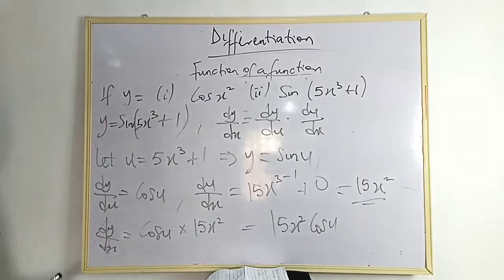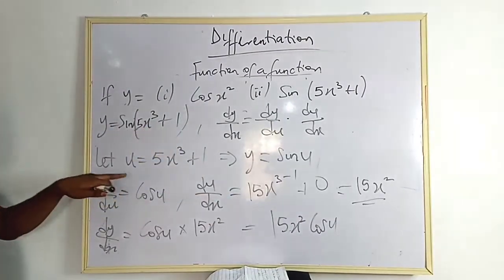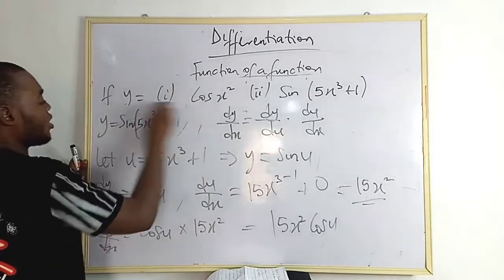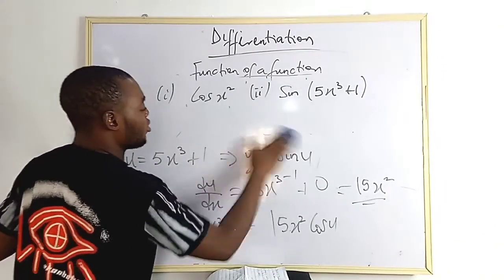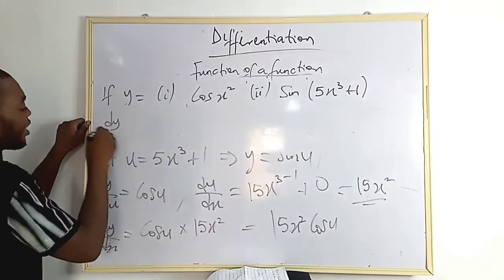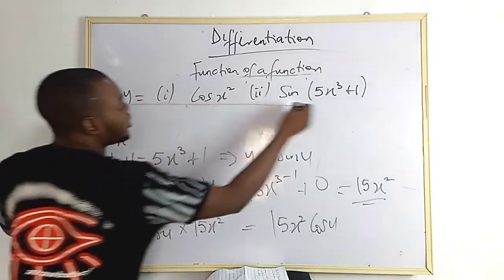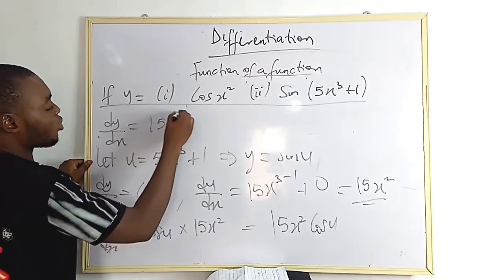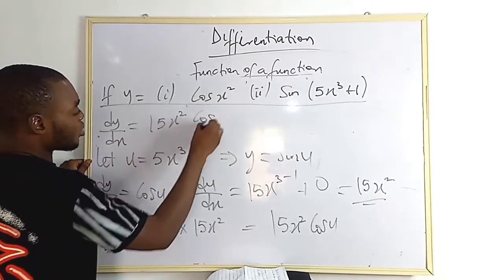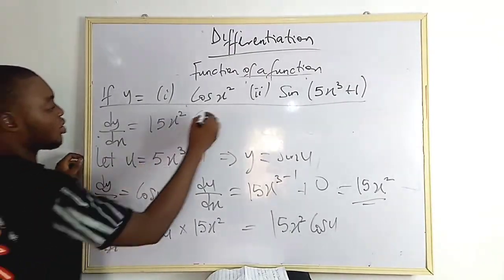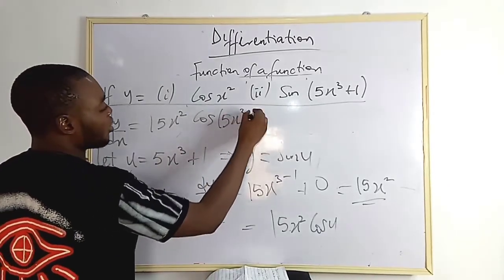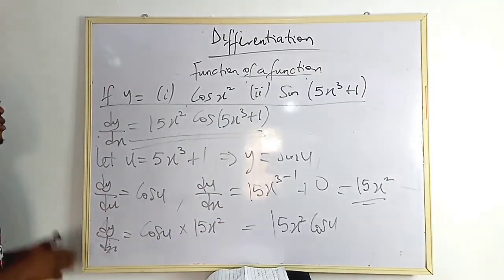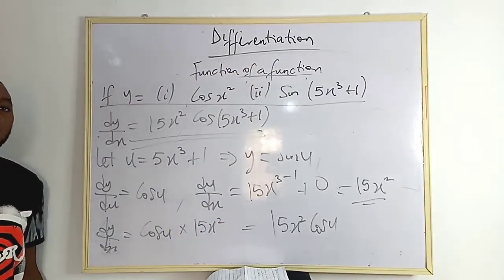But don't forget that our u is equal to 5x raised to the power 3 plus 1. So you plug that back into your solution. dy/dx will be equal to 15x squared cos of 5x raised to the power 3 plus 1. That is the derivative of sin 5x raised to the power 3 plus 1.